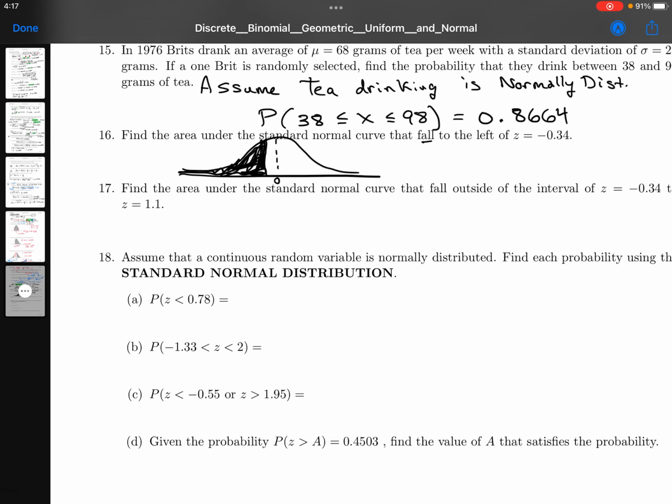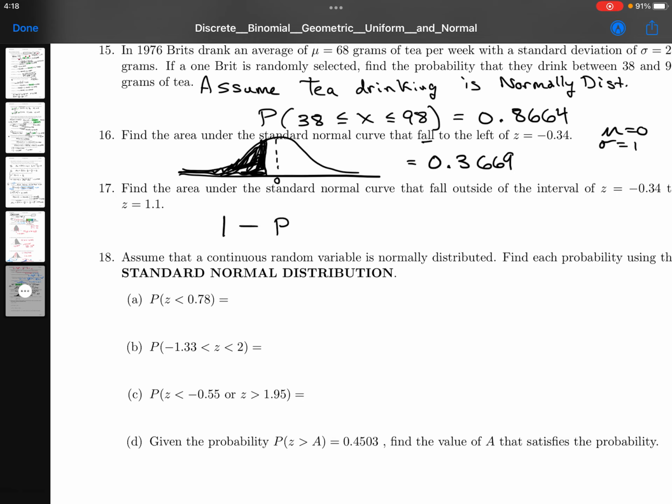All right, we know it's the standard normal curve, so we have a normal distribution with mean 0 and standard deviation 1. So my lower limit is negative infinity because I'm going to the left. My upper limit is negative 0.34. 0 and 1 are my mean and standard deviation respectively. And of course we get less than half, like we said, 0.36692. We'll just round that.